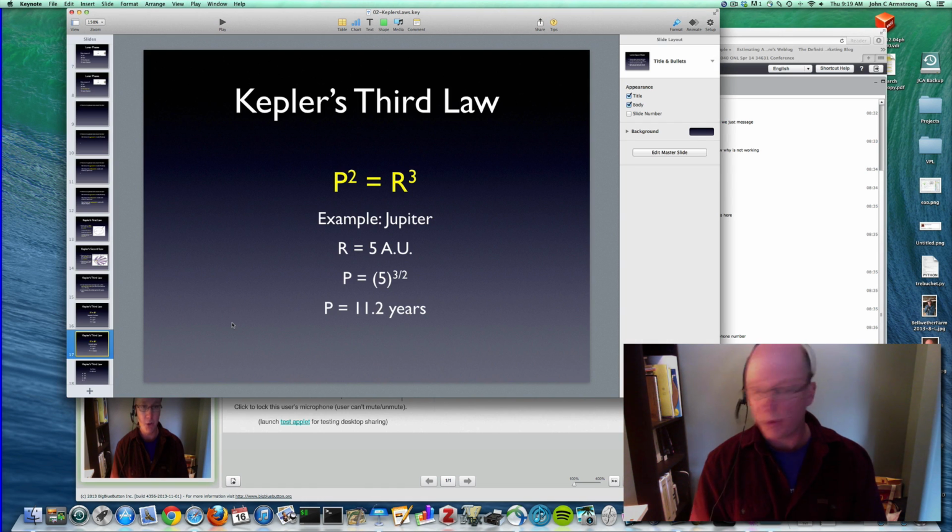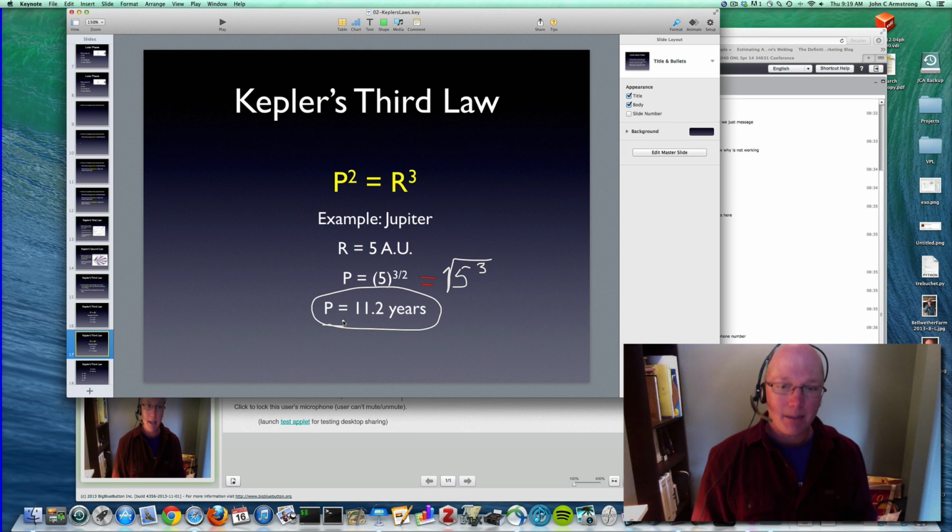I've got an example for Jupiter. Jupiter has a semi-major axis of 5 astronomical units, right? 5 astronomical units for the semi-major axis. If I take the 5 to the third power and then take the square root, that's the same thing, by the way, as saying 5 cubed square root. Might be a more familiar notation. So I take 5 cubed on this side, I take the square root, and I get 11.2 years, which is the orbit of Jupiter.